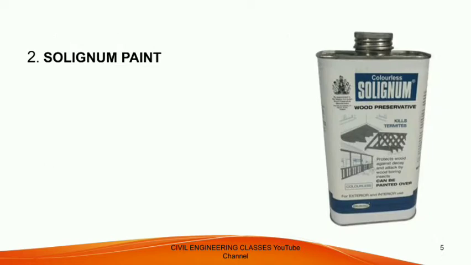Next is Solignum paints. This is also for the white ants or termites. It gives a glossy finish to the surface. It is available in any desired color, so it gives a good aesthetic appearance to the wood surface.